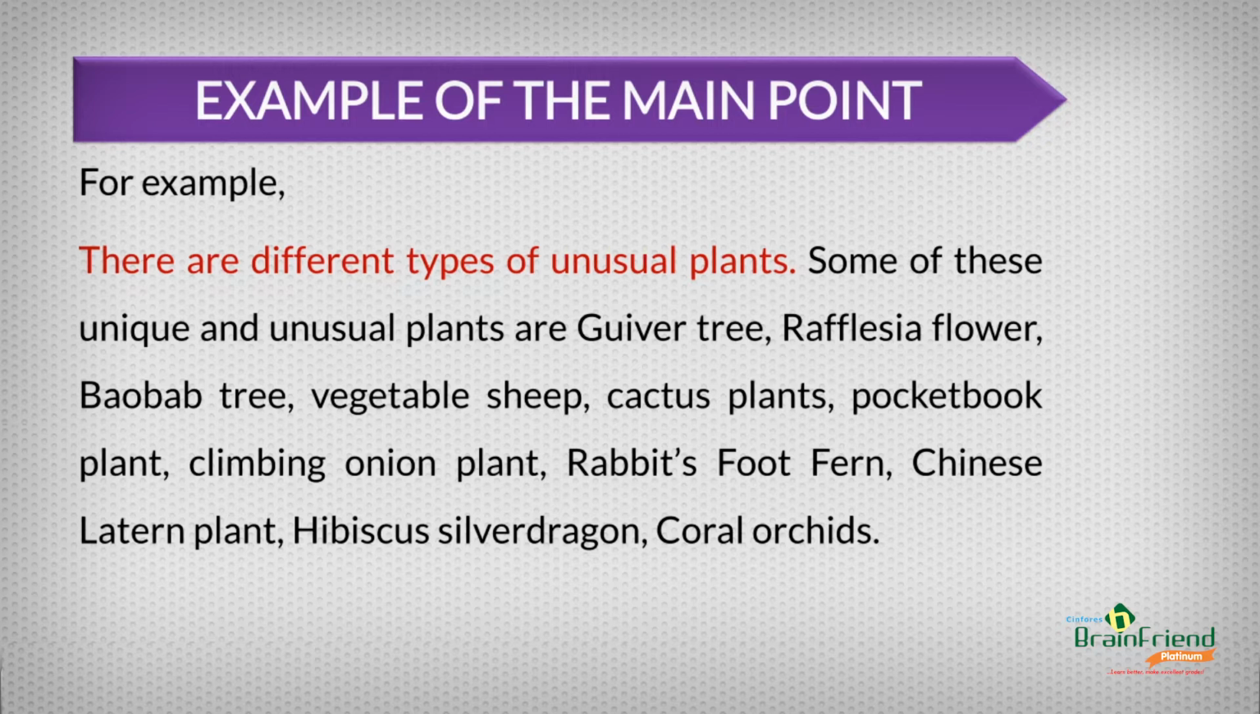Now, what do you think the main point of this paragraph is? Remember, we said the main point is the main message of a paragraph. Here, our main point is there are different types of unusual plants, because this is the main message that the writer wants us to know.